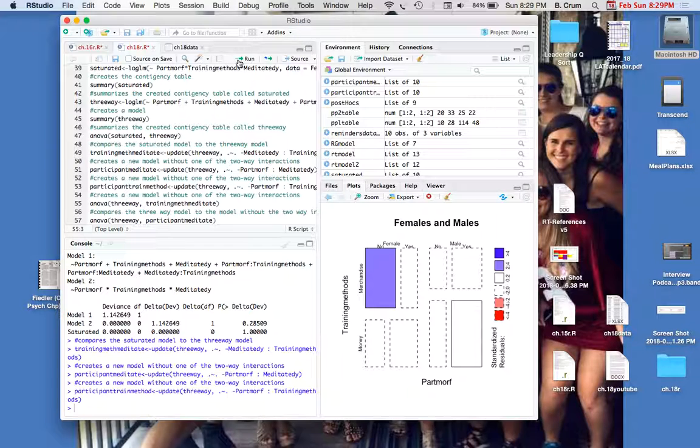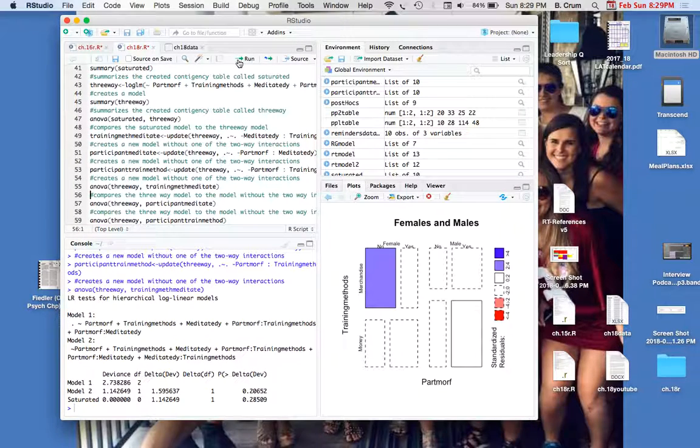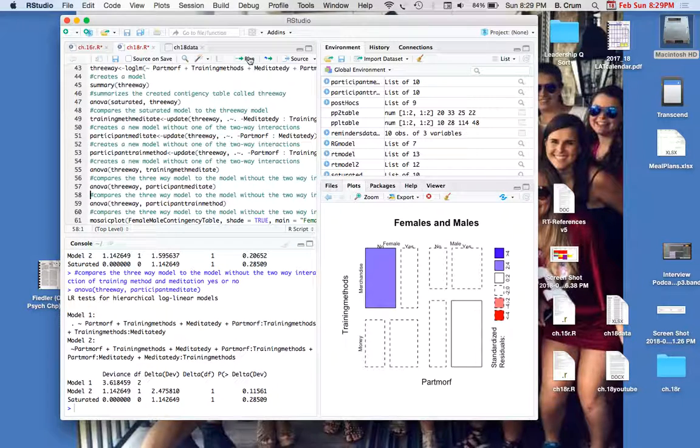So for the comparison between the model not using the three-way interaction and the model without the interaction between training methods and meditation, the p-value is 0.207, so we can remove this interaction without the fit of the model getting worse. Now we're going to look at the interaction between participant and meditation, the model without participant and meditation, with a p-value of 0.16, which is not significant. So we can remove this interaction without the fit of the model getting worse. We have not had a significant value, that's why we keep going.